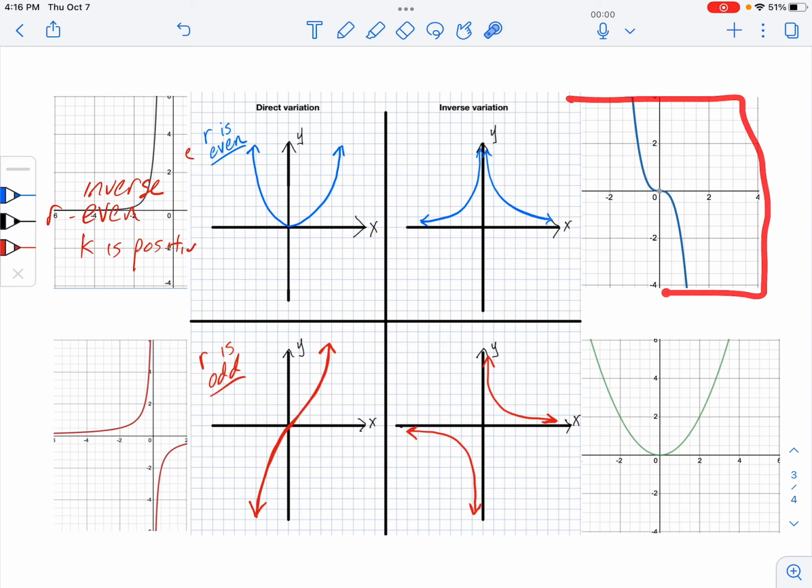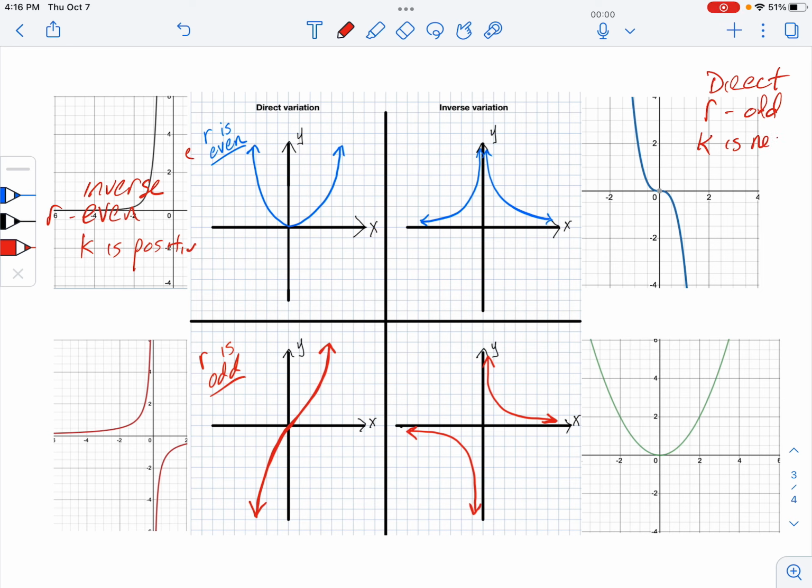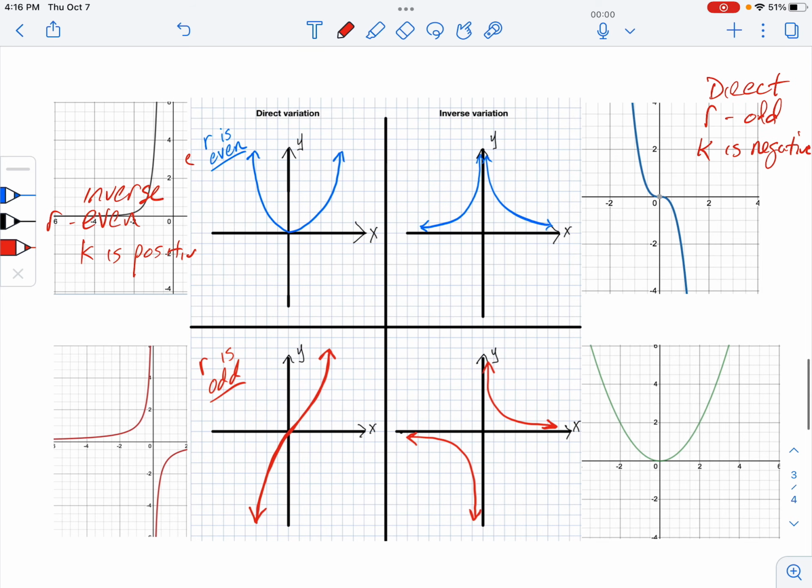So now we're looking here, and I want to say, which graph does this look like? I'm hoping you realize it looks like this. However, this base graph goes this direction, and ours goes like this. So it is going to be direct. It is going to be an odd R value, but since it's flipped like that, we know that K must be negative. So this is direct, R is odd, and K is negative because it's flipped.